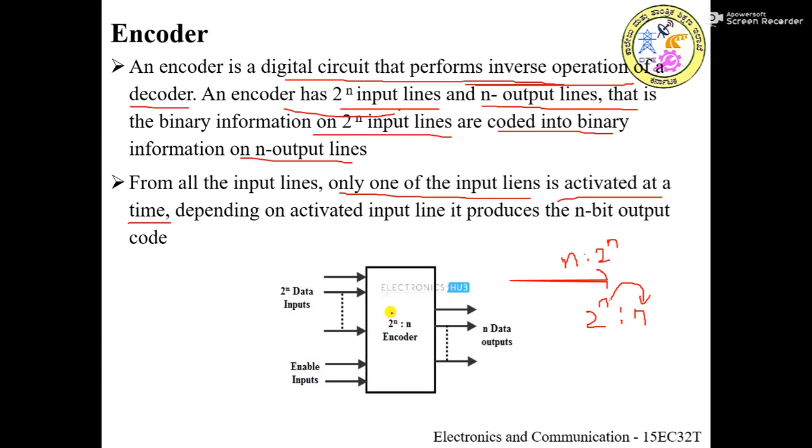So this is the logic system, or you can say the general block diagram. It will have 2 to the power of n input lines, and this is the decoded information. Decoded information is received on these 2 to the power of n data input lines, and it is encoded, and the result is produced on the n output lines. Again, this will have an enable input to either enable or disable the logic system, and this is how the logic system is represented, that is, 2 to the power of n is to n.